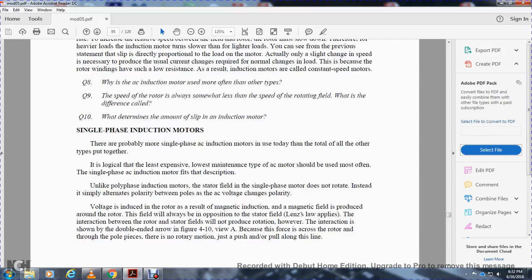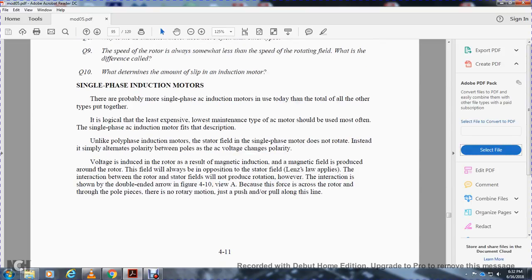Unlike the polyphase induction motor, the stator field in the single-phase motor does not rotate. Instead, it simply alternates polarities between the poles as the AC voltage changes polarity. Voltage is induced in the rotor as a result of the magnetic field produced around the stator, and the rotor field always opposes the stator field. By Lenz's law, the interaction between the rotor and stator fields will not produce rotation.